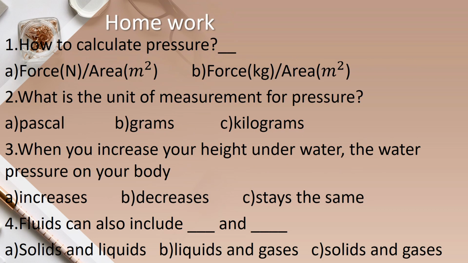Children, take down the homework questions. The first one, how to calculate pressure. Option A, force upon area, but see the units, Newton and meter squared. And then in option B, force and area, force upon area, so the units are kilogram per meter squared. Choose the correct answer.